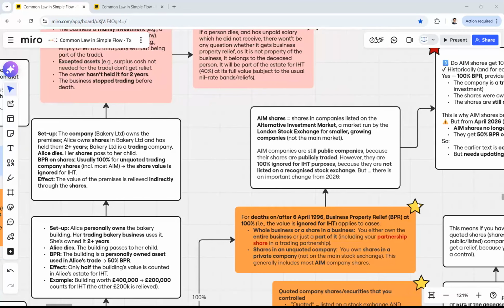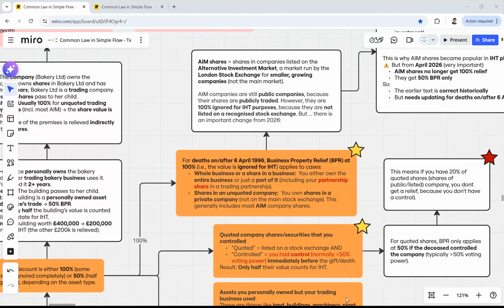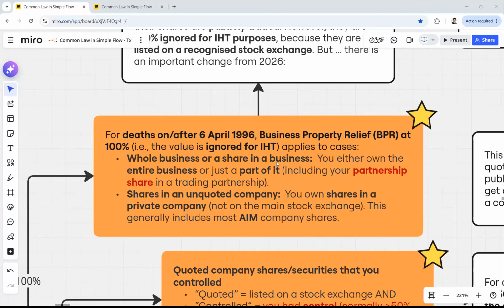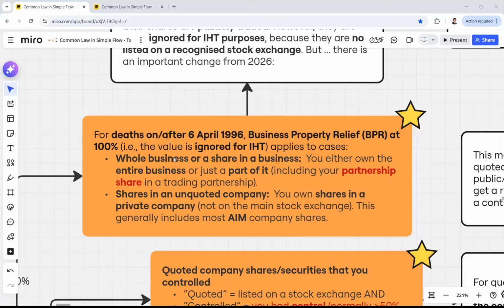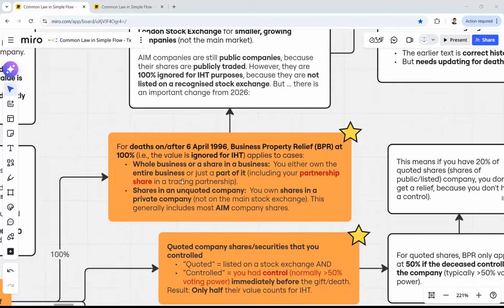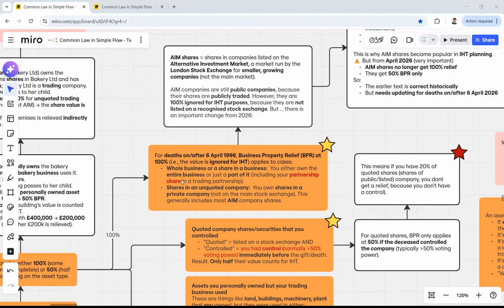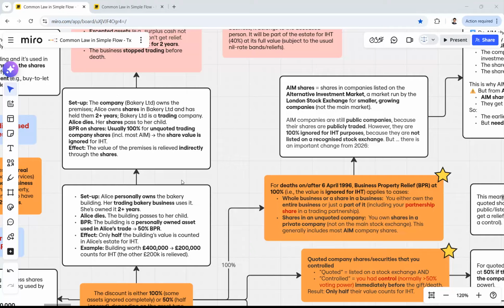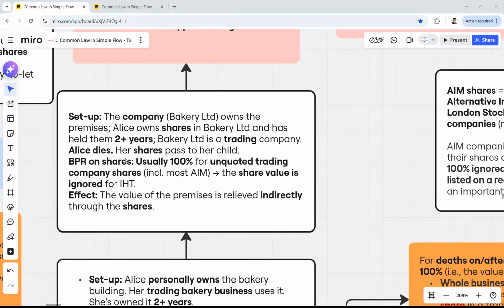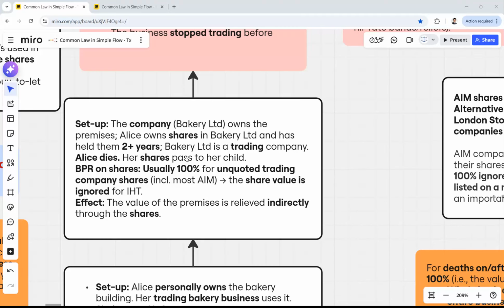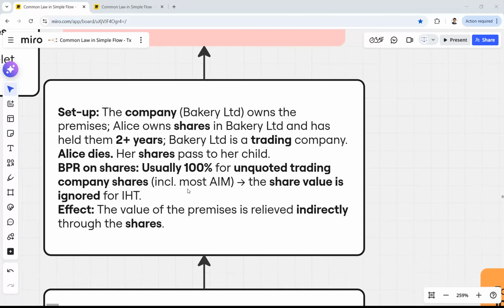So if you own a private company here, if you died after 1996 and you have the whole business or a share in the business, and here the share is not specified, how much is the share? So the control is not important. You either own the entire business or just a part of it, including your partnership share in trading partnerships. So if you are a partner in a partnership, you have a share in a business, like 30% of the shares or 5% of the shares, then it will get 100% relief if it is a limited company.